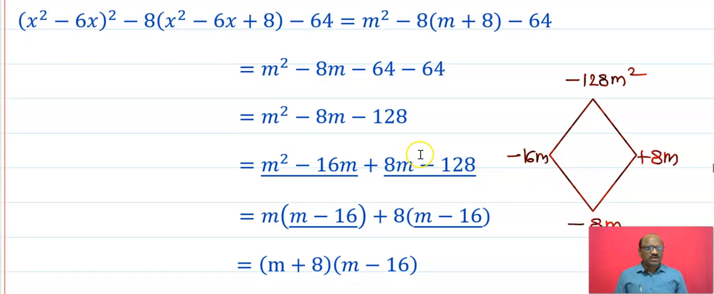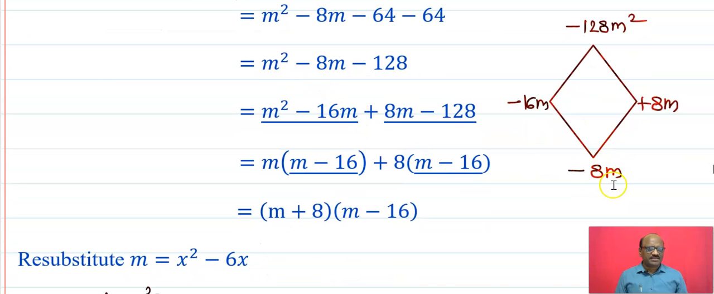What about the middle term? Middle term is minus 8m. Now what are the two numbers such that whose sum is minus 8m and product is minus 128m square? The numbers are minus 16m and plus 8m. For that you need to know the tables and multiplication, cubes, squares. Therefore I replaced minus 8m as minus 16m plus 8m.